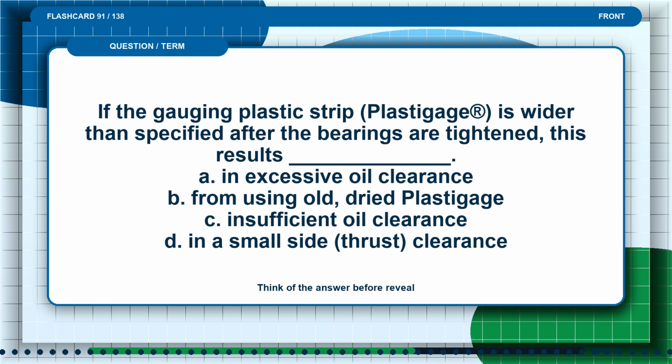Flashcard 91. If the gauging plastic strip, Plastigage, registered is wider than specified after the bearings are tightened, this results in blank. A. An excessive oil clearance. B. From using old, dried Plastigage. C. Insufficient oil clearance. D. A small side thrust clearance. Pause and think of the answer before the reveal.